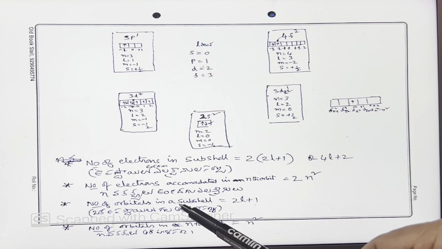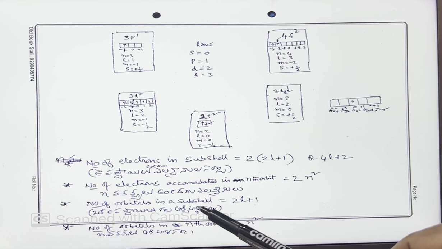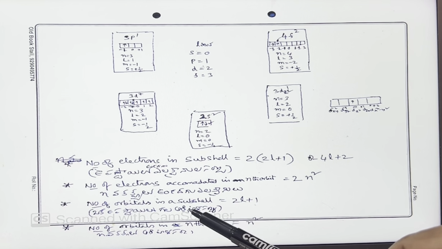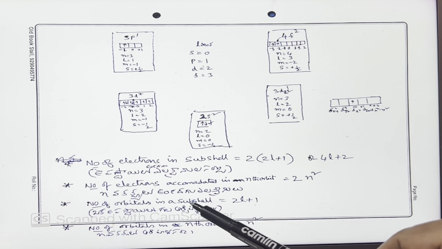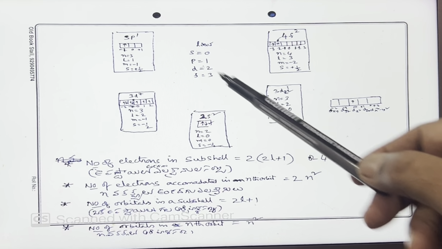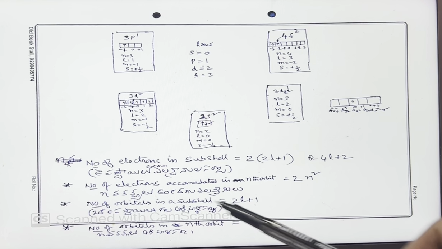Number of orbitals in a subshell is 2l plus 1. For example, for the s subshell, l value is 0, 2 into 0 plus 1, only one orbital. For the p subshell, l is equal to 1, 2 into 1 plus 1, 3 orbitals: px, py, pz. For the d subshell, l value is 2, 2 into 2 plus 1, 2 into 2 is 4, 4 plus 1, 5 orbitals will be there.